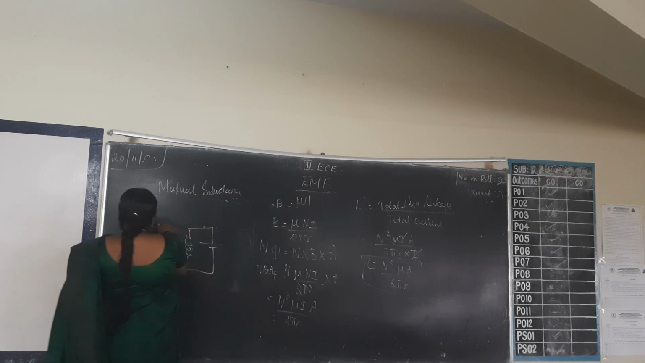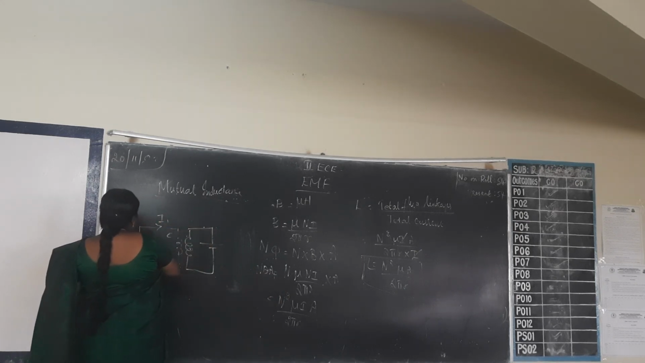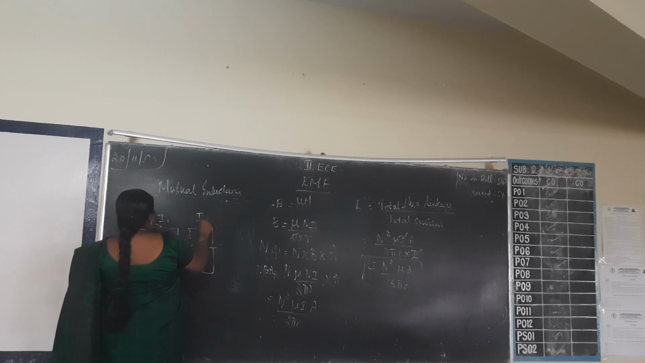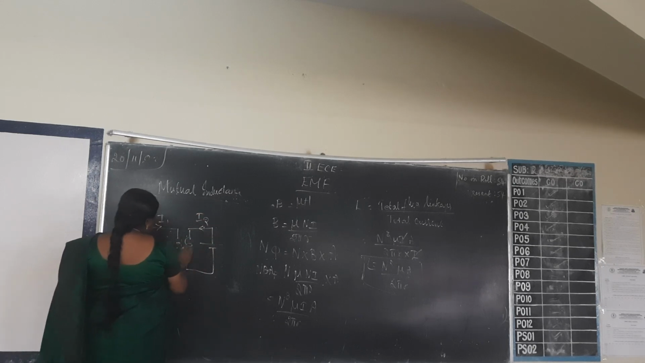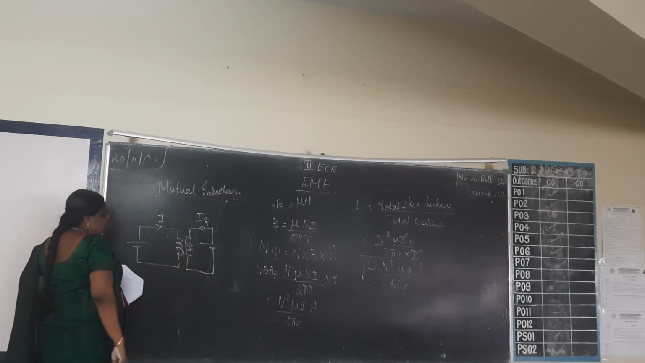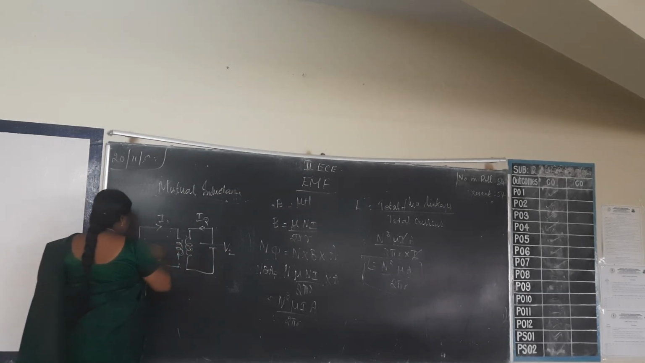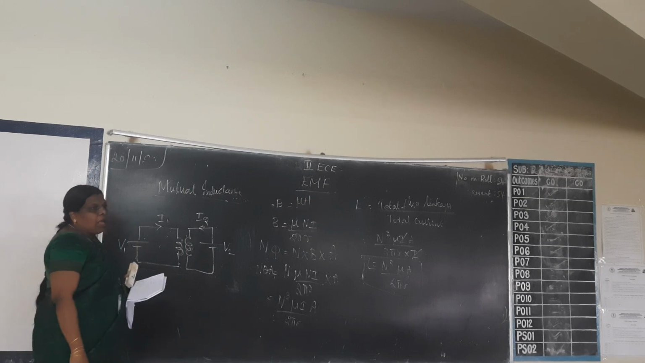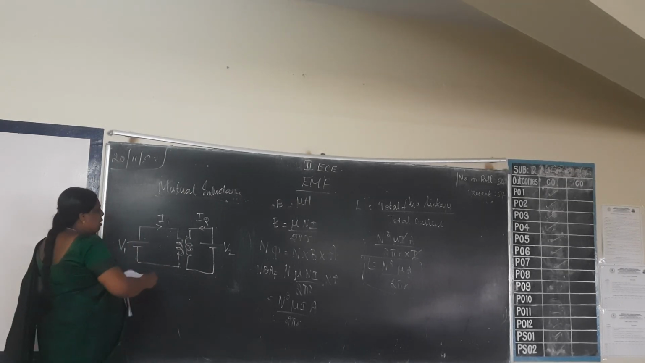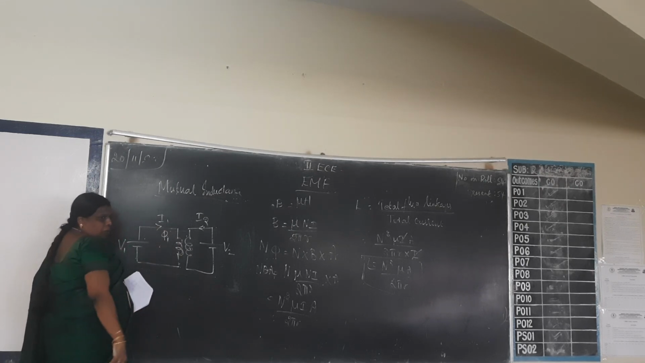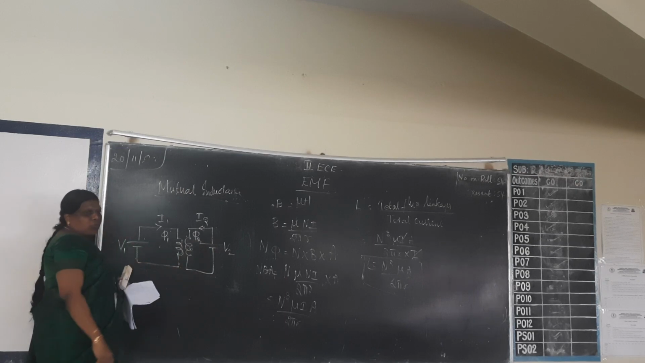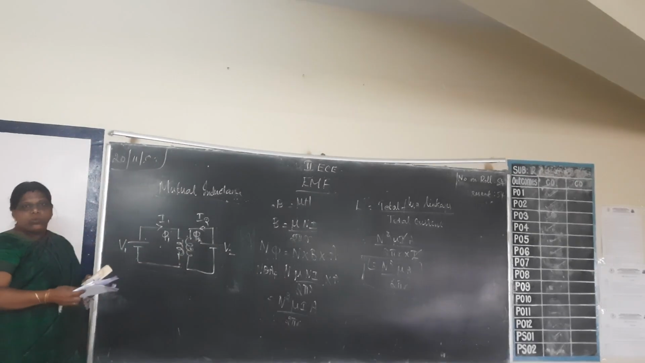Let us say I1 is the current flowing in the first coil, and I2 is the current flowing through the second coil. And we have two supply voltages, V1 and V2. Clear? And the flux set up in the first coil is given as phi1, and the flux set up in the second coil is given as phi2.